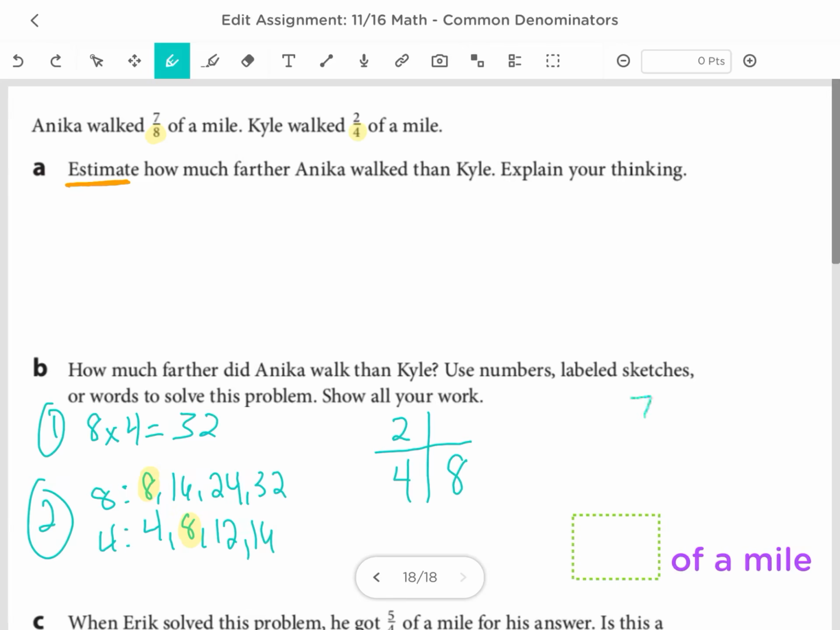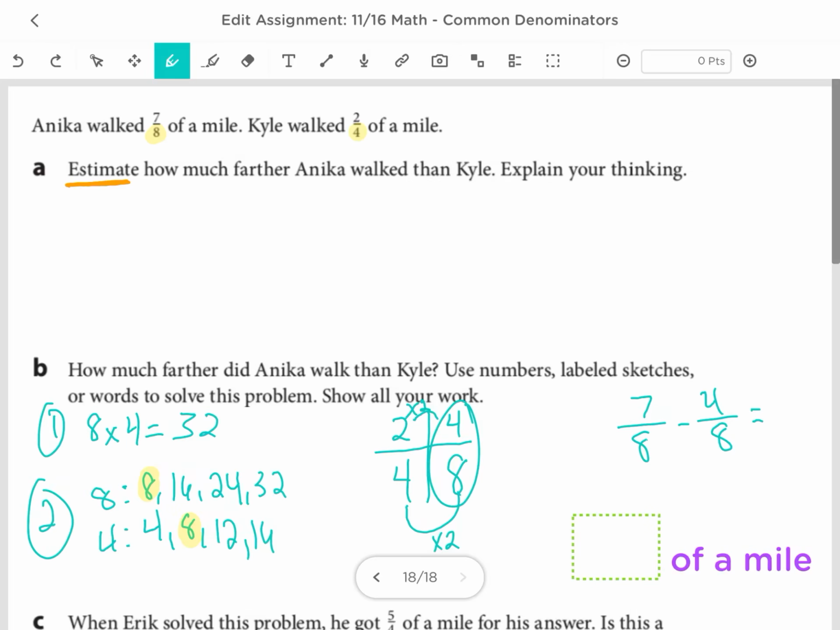So one fraction is going to still have 7/8. And my other fraction now, let's find out. I'm going to look at this 4. I know that 4 times 2 gets me to 8. So whatever I do to the bottom, to that denominator, I must do up top. So now I'm going to do 2 times 2, and I will get 4. So instead of subtracting 2/4, I'm now converting Kyle's mileage. Instead of saying Kyle walked 2/4 of a mile, I'm saying Kyle walked 4/8 of a mile.